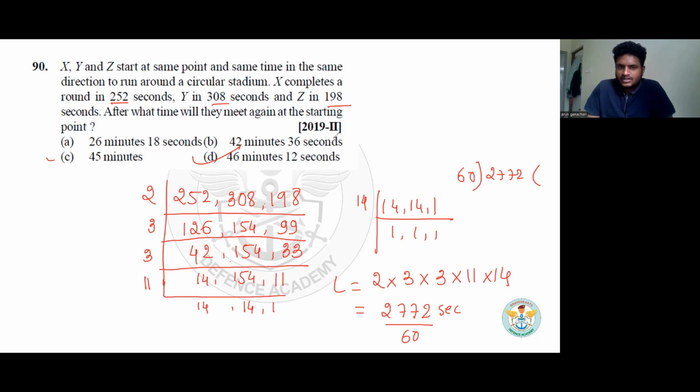The only difficult part here was finding the LCM because the numbers are very big. Understanding this? Okay, can we move ahead?